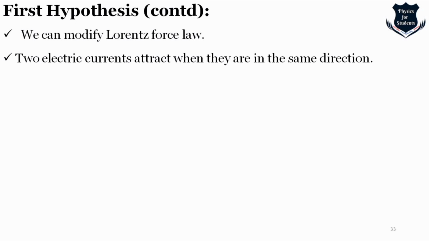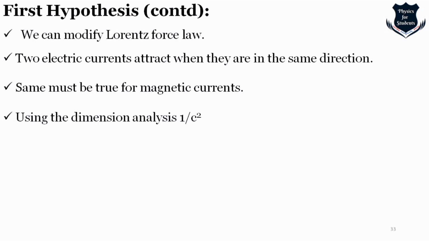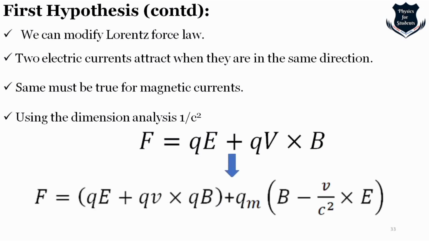So two electric currents attract. Since electric currents attract when they are in the same direction, the same must be true for magnetic currents, obviously. Since a magnetic current produces an electric field given by a left-hand rule, an electric field must also act by a left-hand rule on moving electric charges. So further, doing a kind of dimensional analysis considering the speed of light, we get something like 1 upon c square, and this Lorentz law, which is now on your screen, gets modified into this, right?